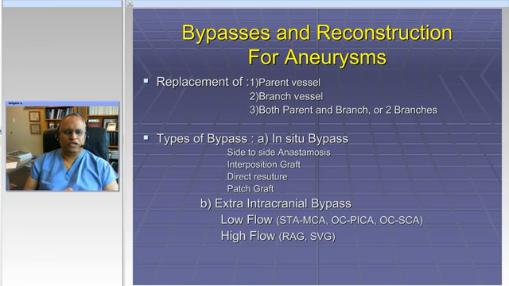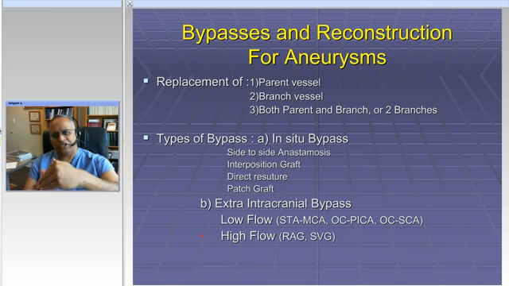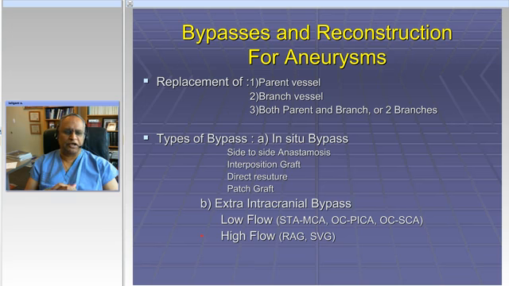So we talked about the reasons for bypasses. There are two types of bypasses. One is local bypass, and there are different techniques of local bypass, and I'm going to show you some of that. Then you have extracranial to intracranial bypass, that is bringing blood from the outside. You may have low flow bypass such as STA-MCA bypass, occipital-PICA, etc., or high flow such as a radial artery graft or saphenous vein graft.